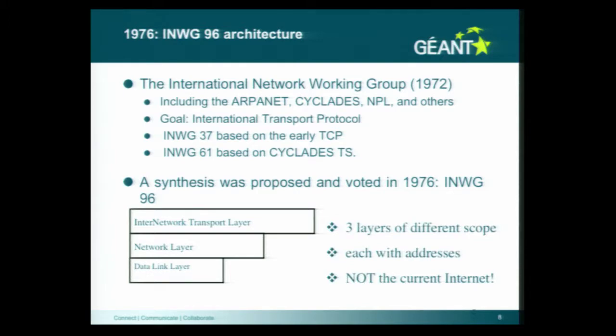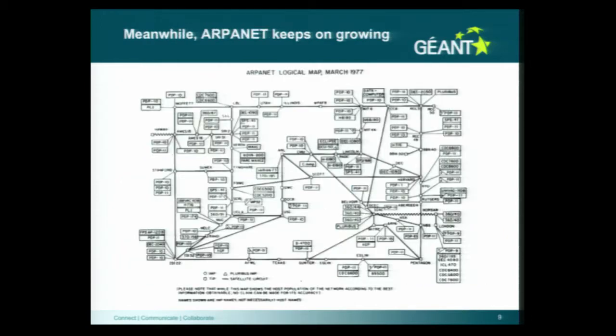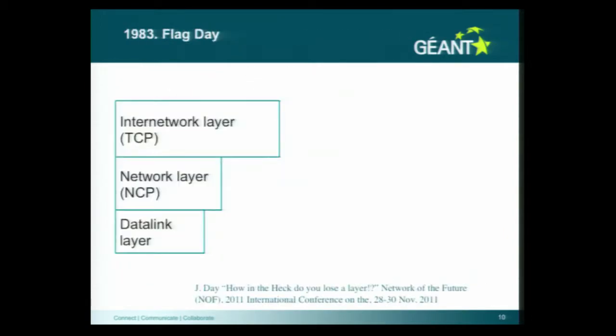So they had 3 layers of different scope, each with addresses, and this is not what we currently have. They had a data link layer based on the lowest layer. Then they had a network layer, based on the IMP, so the NCP protocol from ARPANET, the Network Control Program. And on top of that, they had an internet transport layer with its own addresses, based on TCP. So the ARPANET keeps growing, and on January 1st, 1983, we have Flag Day.